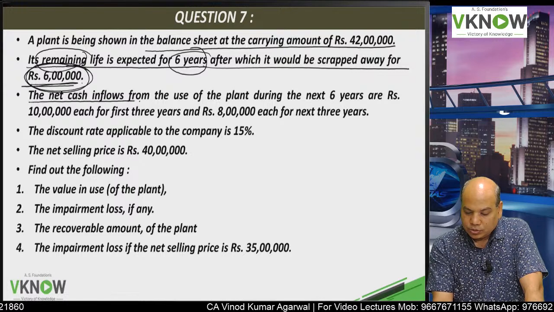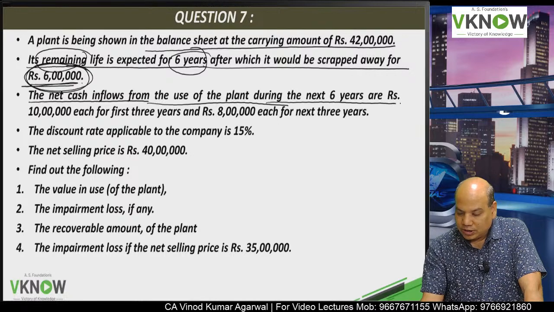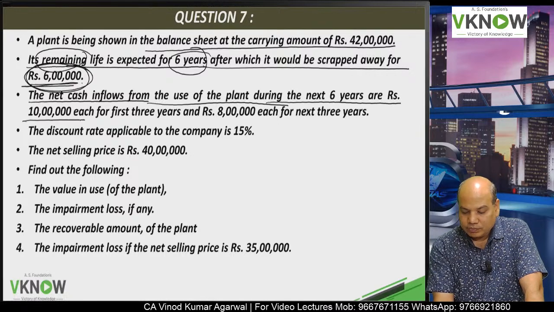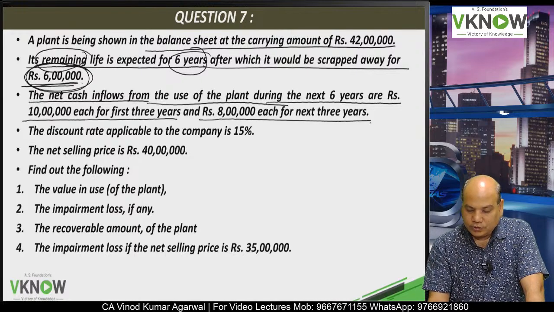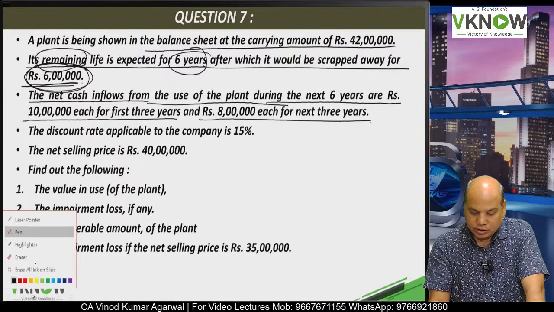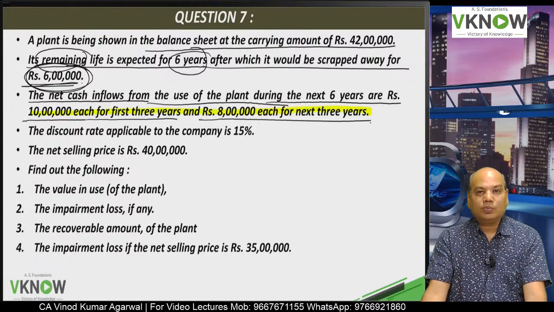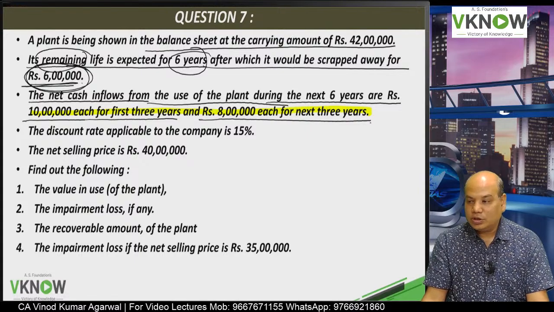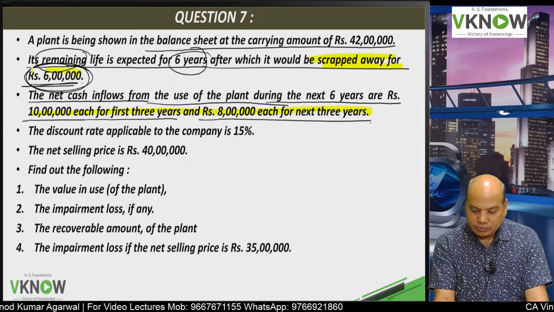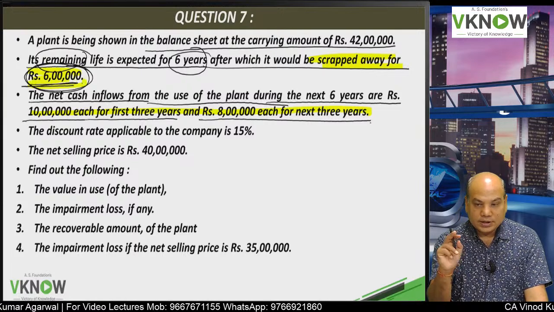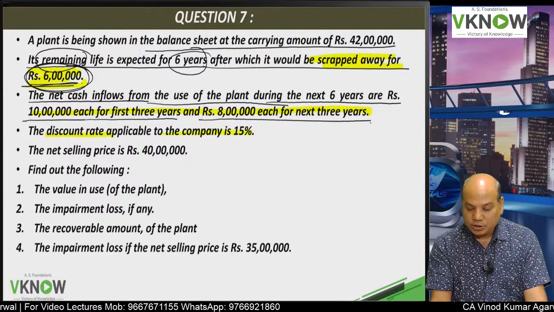The net cash flow from the use of the plant during the next 6 years are 10 lakh for the first 3 years and 8 lakh each for the next 3 years. What is the relevance of this information? This will help you to compute value in use. And don't forget, you are also going to get 6 lakh from the sale of the asset. The discount rate applicable is 15%.